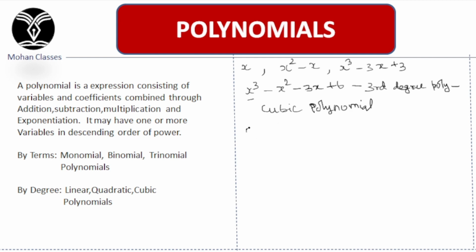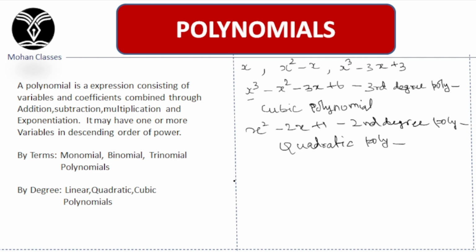What about this? x square minus 2x plus 1. Here the power of the variable x is 2. It is a second degree polynomial, or we can call it a quadratic polynomial. If the power of the polynomial is 2, we can call it a quadratic polynomial.